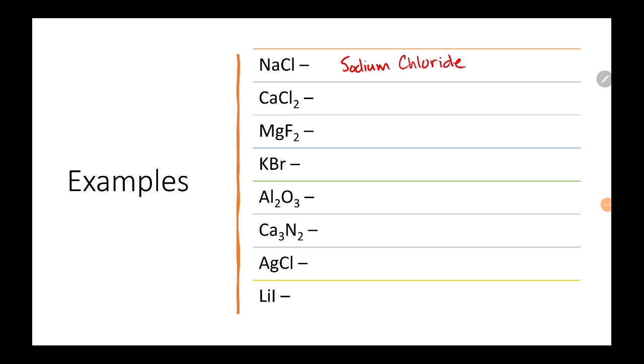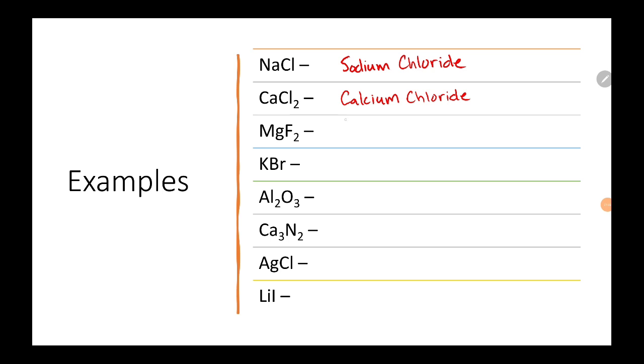The next example is the formula CaCl2. The symbol Ca stands for the element calcium. Cl again stands for the element chlorine, and we will change the ending of chlorine to chloride. Notice, for ionic compounds, we do not use prefix indicators in our names. You might be tempted to call this calcium dichloride, but that is not how we name ionic compounds, because we can determine the ratio from the common charges on these ions.